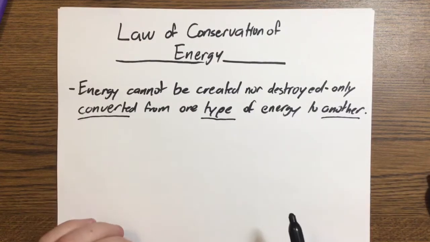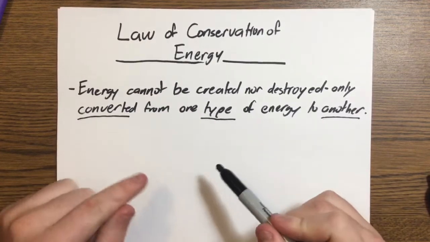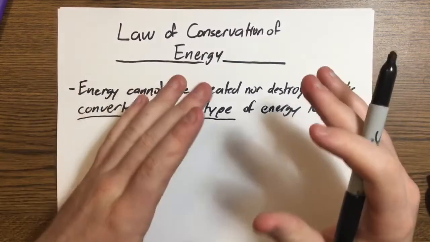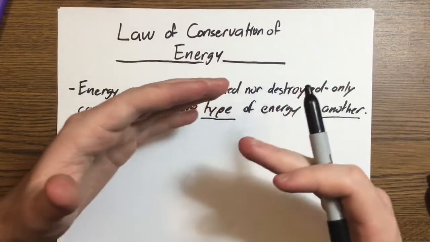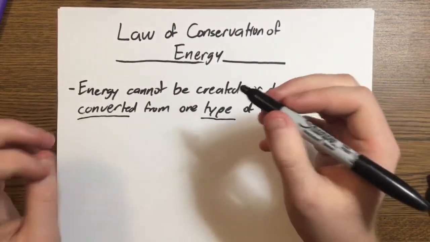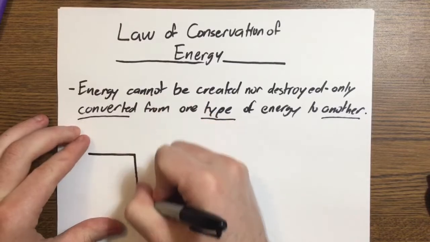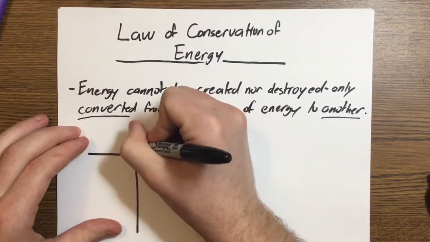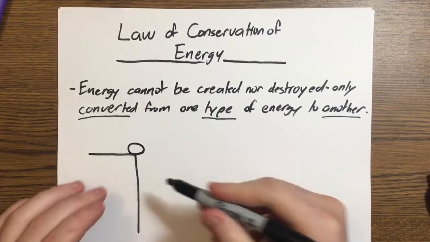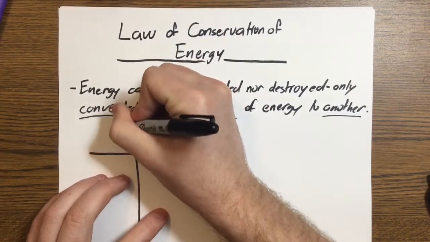another. So it can convert an energy from one type to another, but it can't be created. There's no creation of energy. It's just using what's already in the world and putting it to a different use. So one way we can see this is if we have a ledge, and on this ledge there is an egg precariously sitting there. This egg has something called potential energy.